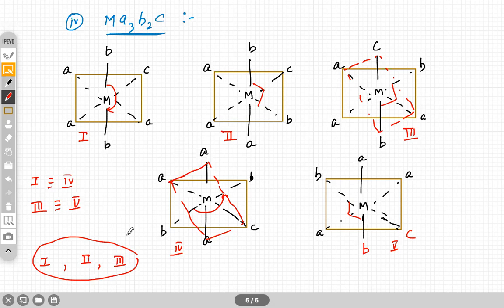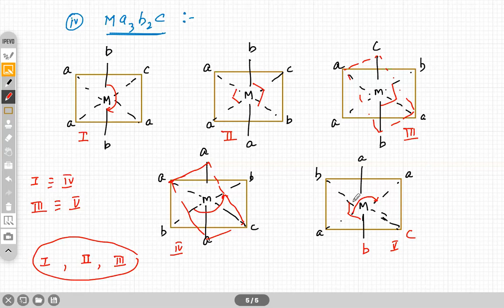Sir, I didn't understand how second and fifth are different. You see, in the second one we have 2A, B and C. Here also we have 2A, B and C. But the position of A here is at 90 degrees, and here the 2A are at 180. B and C are at 90 degrees here, and B and C are at 180 degrees there.